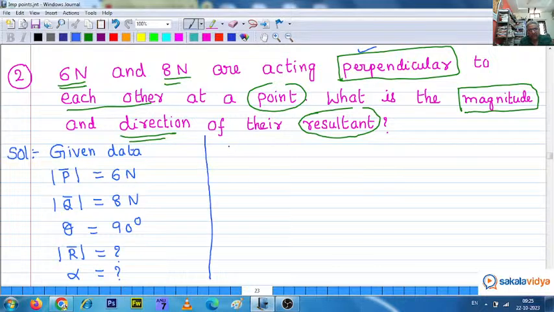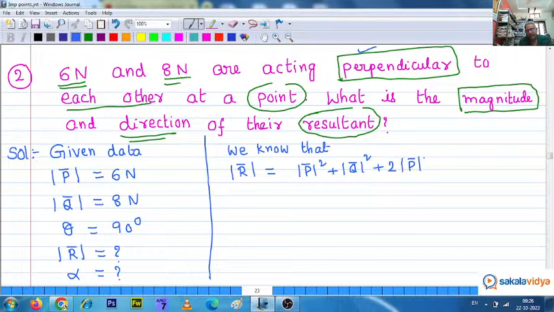So we know that modulus of r bar is equal to the square root of modulus of p bar square plus modulus of q bar square plus 2 times modulus of p bar, modulus of q bar, and cos of the angle between p bar and q bar, that is theta. So we need to take the square root. Let us substitute the values. So what is the answer? Do you expect the answer? Anybody?